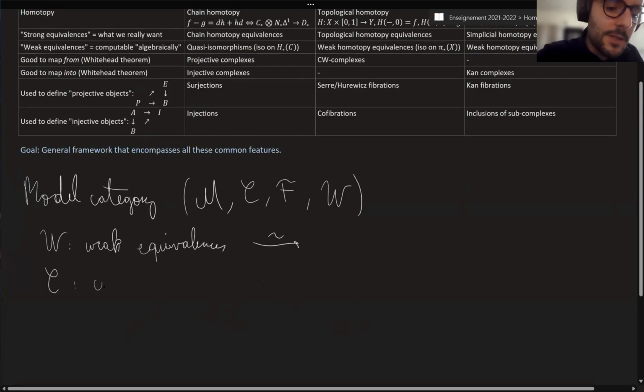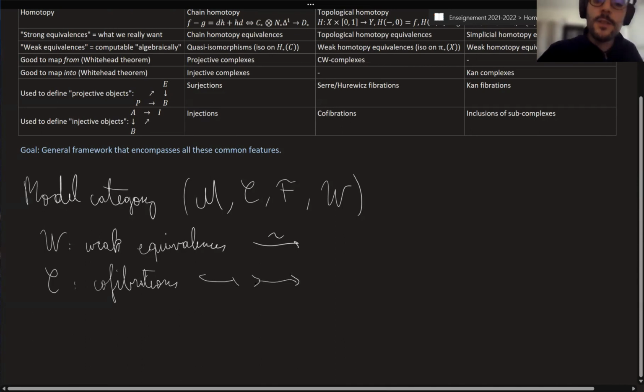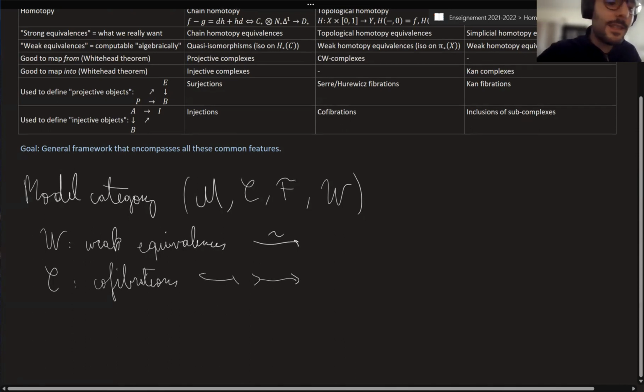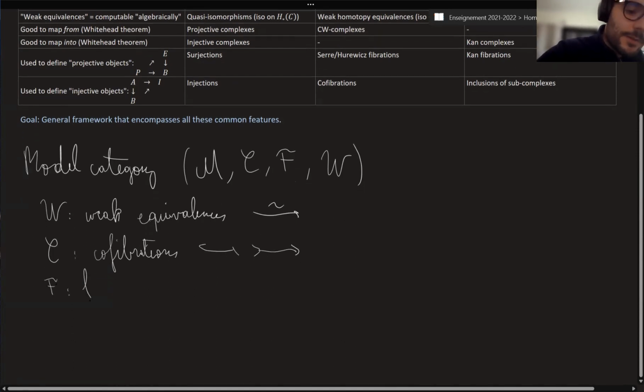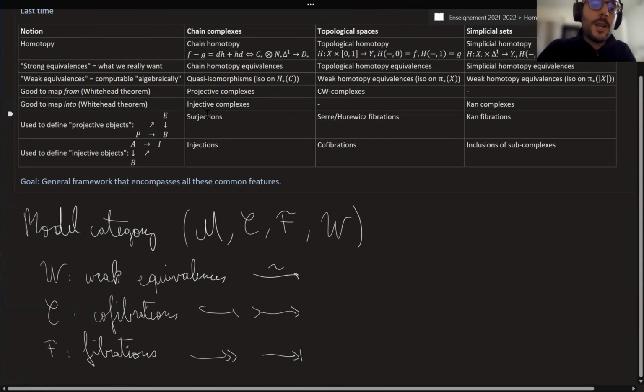Then you have C, which is the data of cofibrations. So typically, I will denote them like that with a small hook at the top of the arrow. In some books, you can also find this notation like that. So just be aware of that. And usually, there is a class of fibrations. So typically, I will denote them like that, but you can also find this notation in some books. Okay, and so you should think about them either as, so for fibrations, it would be surjections or Serre or Hurewicz fibrations or Kan fibrations. And usually cofibrations, you should think about them as injections or cofibrations or inclusion of subsets.